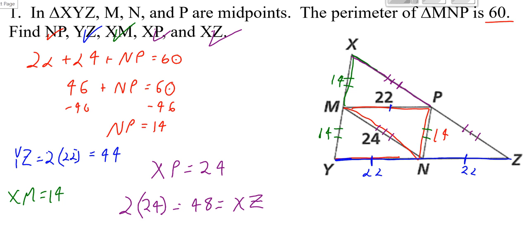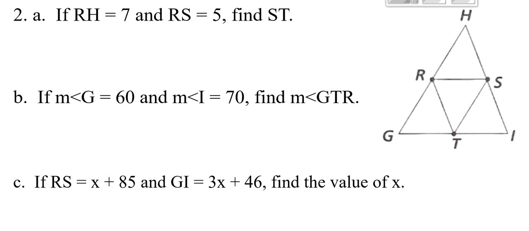Let's look at some other examples. So here in 2, I'm going to fill this in our diagram. Part A: if RH is 7 and RS is 5, find ST. So if I want to find ST, I know that RG is congruent to RH, which is congruent to ST. So that means that ST is equal to 7.